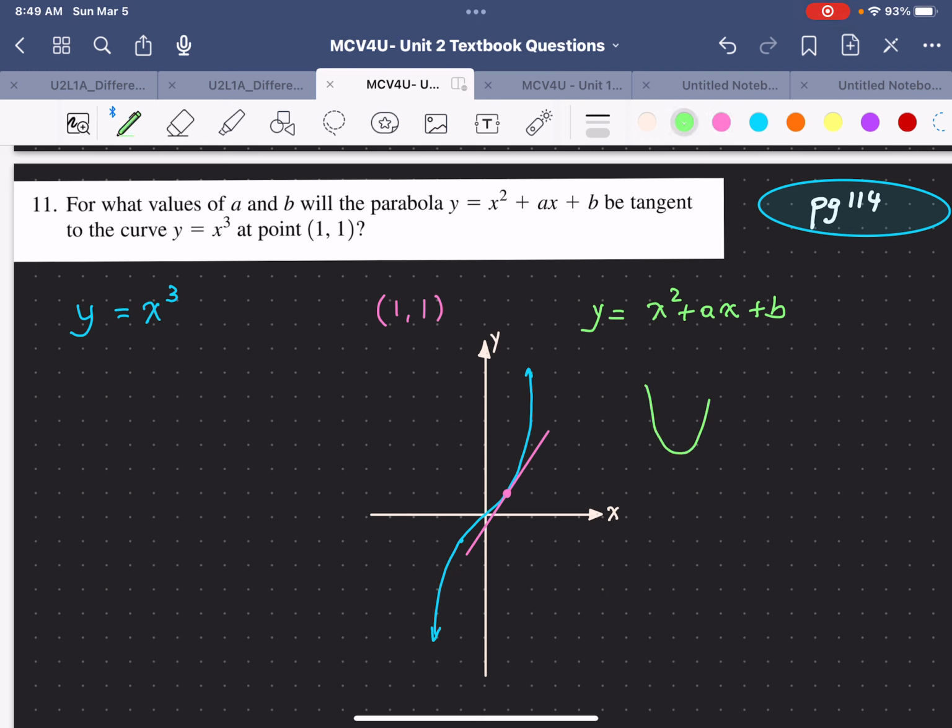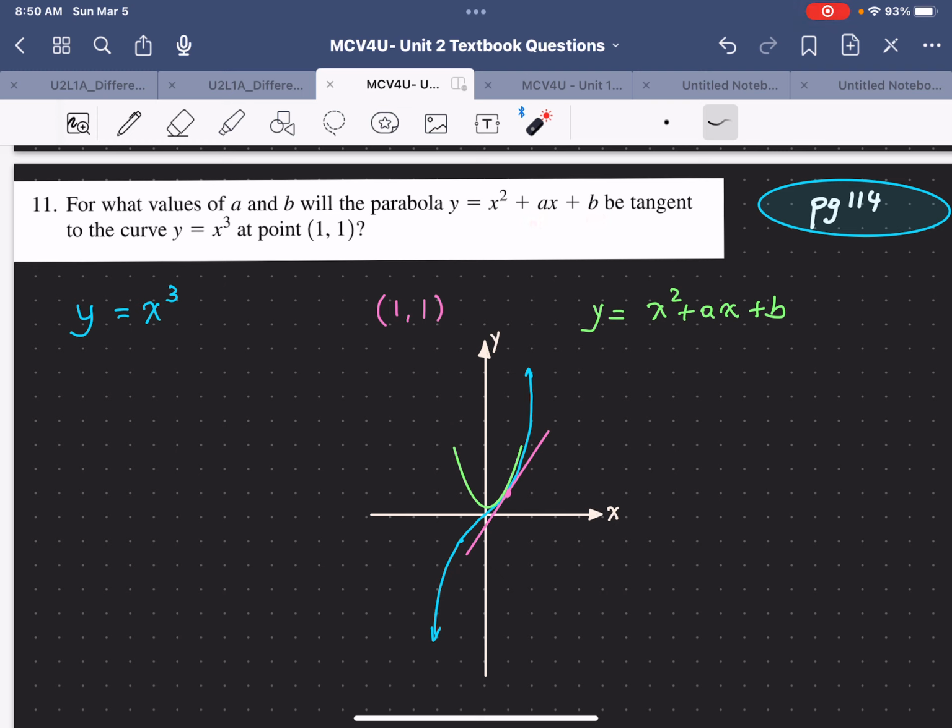So I'm going to draw an ordinary parabola here. It's kind of easier for me this way to show this to you. And then I'm going to bring the parabola close to y equals x cubed, touching y equals x cubed also at the point (1, 1). So the tangent parabola means that this parabola and this function will have one common point and one common tangent. So how do we approach finding the values of a and b?